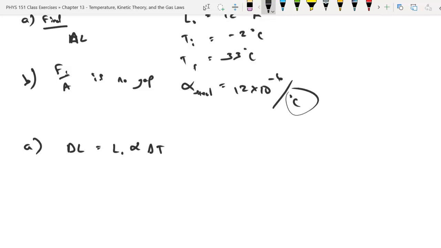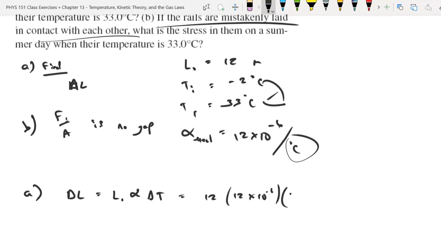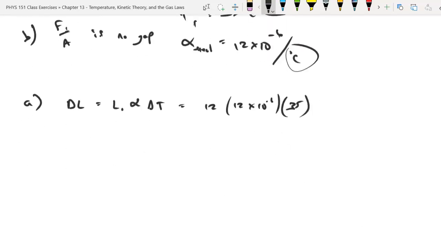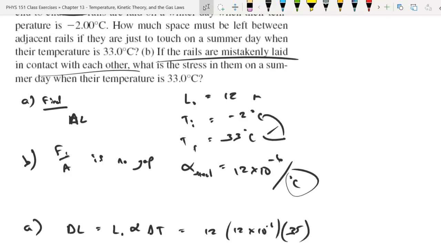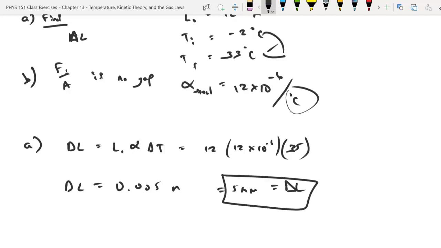This alpha is given in degrees Celsius. Delta T is going to be in degrees Celsius. We're good there. L naught was 12 meters. Alpha is 12 times 10 to the -6. And delta T is 33 minus -2. That's 35 degrees. So the change in length, delta L, is equal to 0.005 meters, or 5 millimeters. So we need to leave a 5 millimeter gap between the rails.